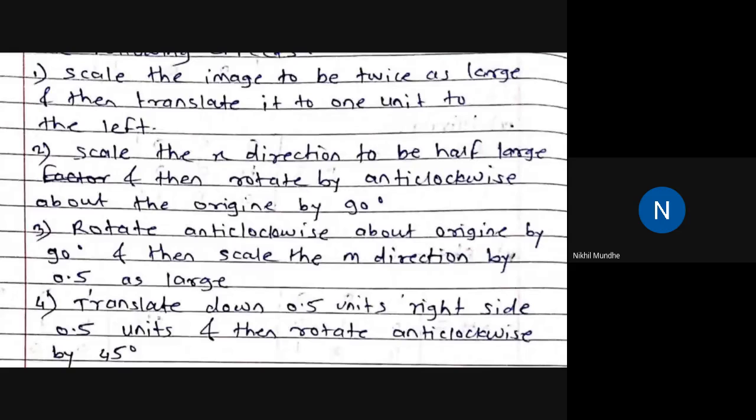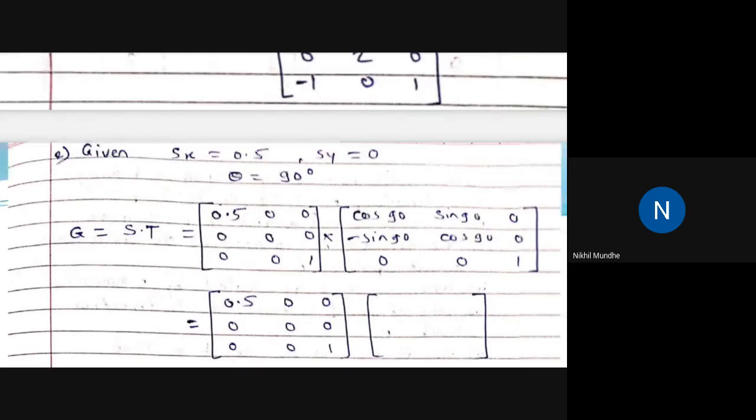Okay, the sx value is given directly because half is given. In the previous statement, twice was given. Here half is given. Due to that, sx is equal to 0.5, sy is equal to 0 because they are asking only for the x direction. Only the sx value we have to put. Now the first matrix is 0.5 0 0, 0 0 0, 0 0 1. The 0.5 value is here, and this is the sy value, but this sy value is 0.